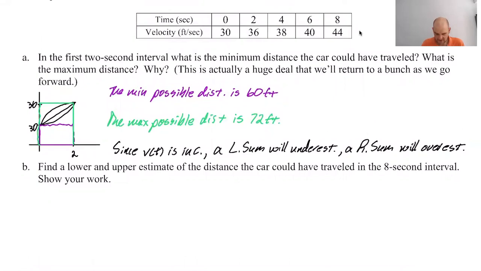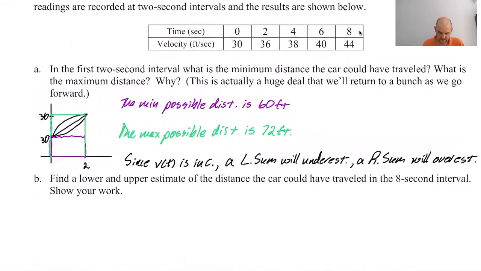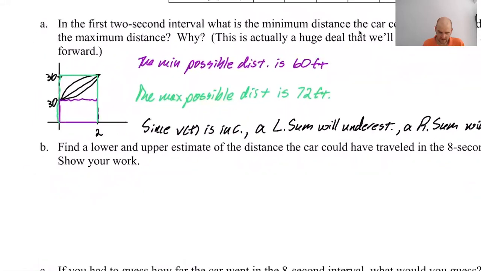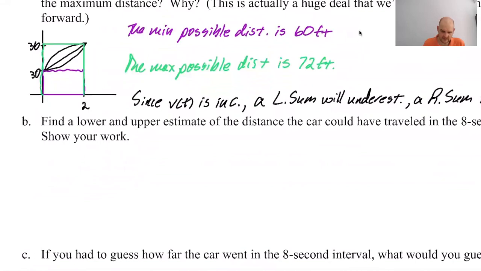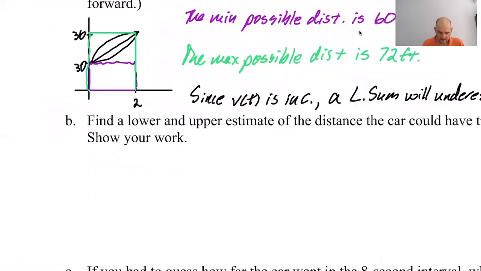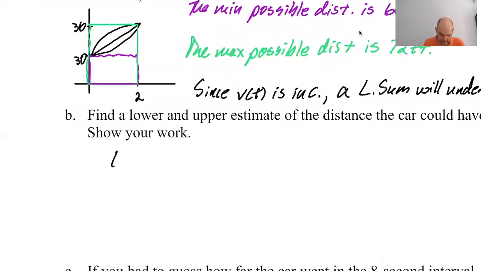Find a lower and upper estimate of the distance the car could travel in the 8-second interval. Show your work. Okay, so I'm basically going to do a left sum and a right sum. So the function's increasing all the way through, so a left Riemann sum will always give you an underestimate. So my lower estimate is going to be a left sum.